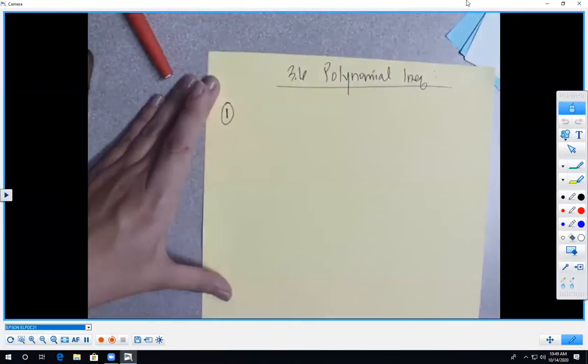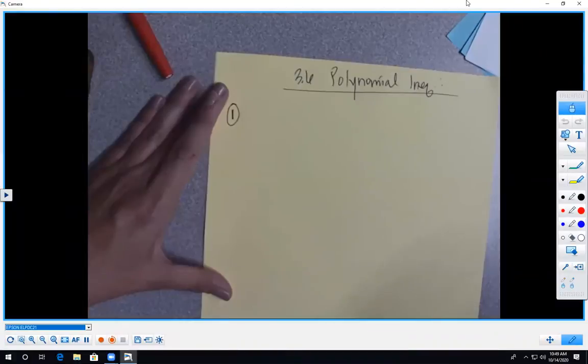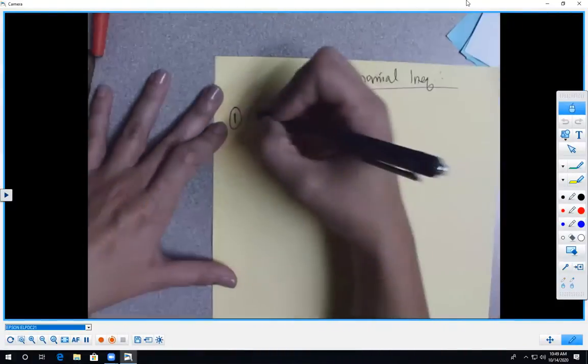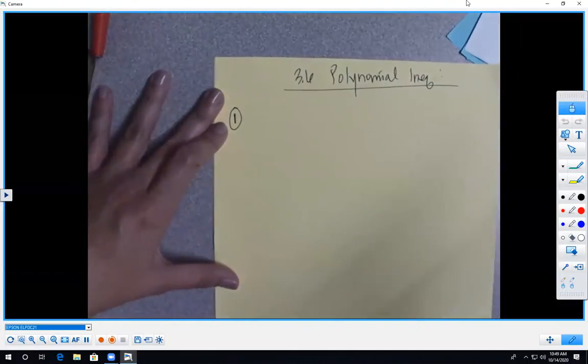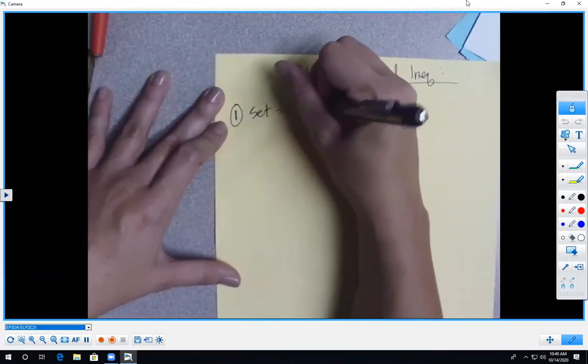The first step to solve any polynomial inequality, these are different than linear inequalities, okay? We have to use the graph or our knowledge of the graph for this. The first thing we have to do is find the x-intercepts, okay? So first thing we do is set it equal to 0 and solve.